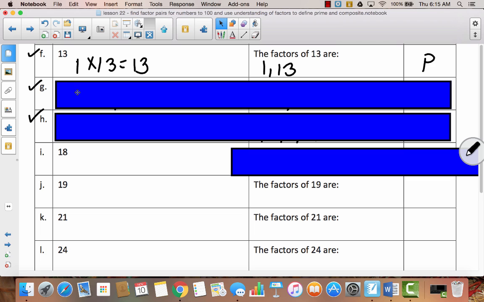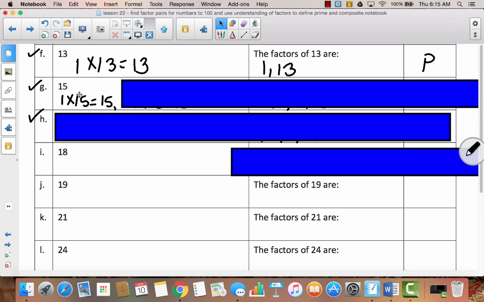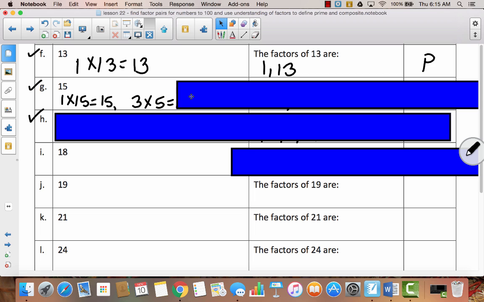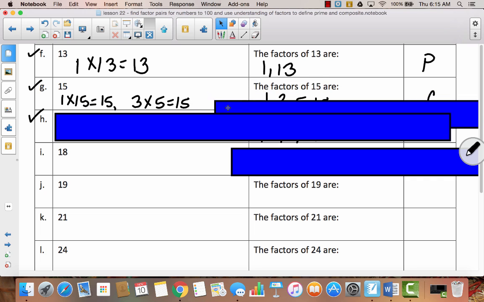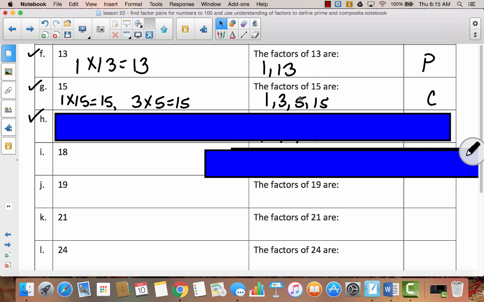All right, let's take a look at G. So this time we had 15. So again, I knew 1 times 15 is 15. So that means all the numbers between 1 and 15 could possibly be factors. There was nothing times 2 that equals 15. However, 3 times 5 does equal 15. So then I thought to myself, nothing times 4, nothing, and I already have 5, or 6, or 7, or 8, or 9, and so on. So those are the only factors of 15. So I have 1, 3, 5, and 15, which means that 15 is composite because it has more than 2 factors.